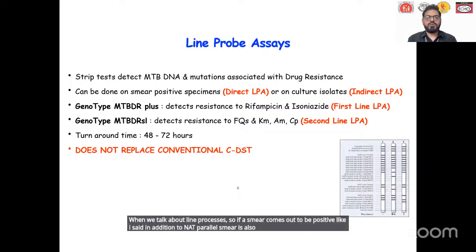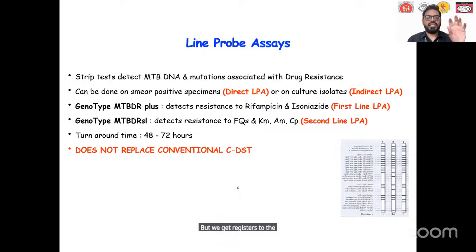If the smear comes out to be positive in a case of pulmonary TB, we have another molecular test, which is known as a line probe assay, which we can do on a positive smear. We get resistance to not only rifampicin and isoniazid, which is known as a first line LPA, but we get resistance to the second line drugs like amikacin, kanamycin, and quinolones, which is a second line LPA.